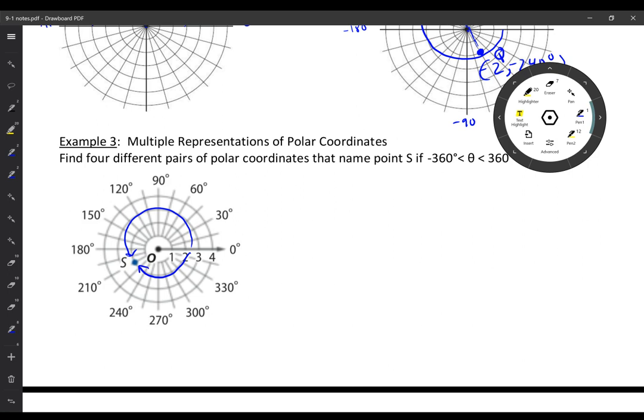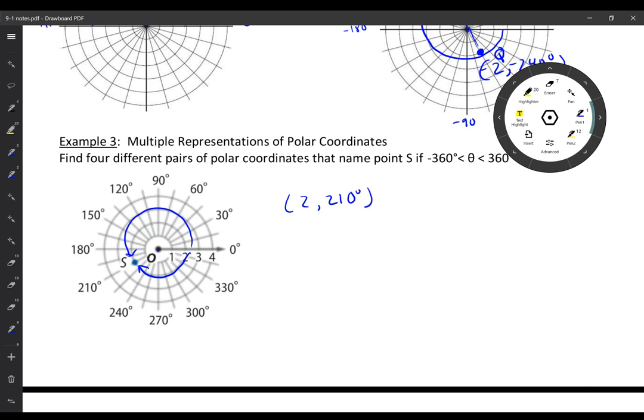So that means the first one is 210 degrees. And it looks like if this is my center, this is 1, this is 2. So it should be 2, 210 degrees. And then my second one is to think about that as a negative angle still, but a positive 2.